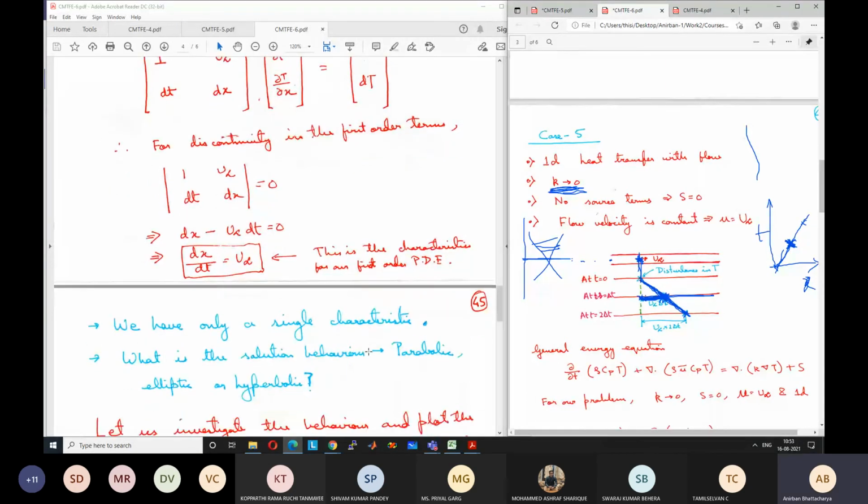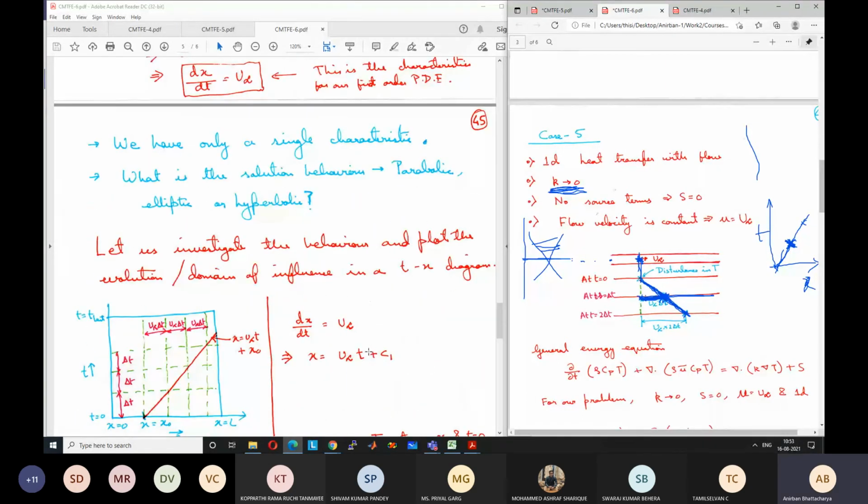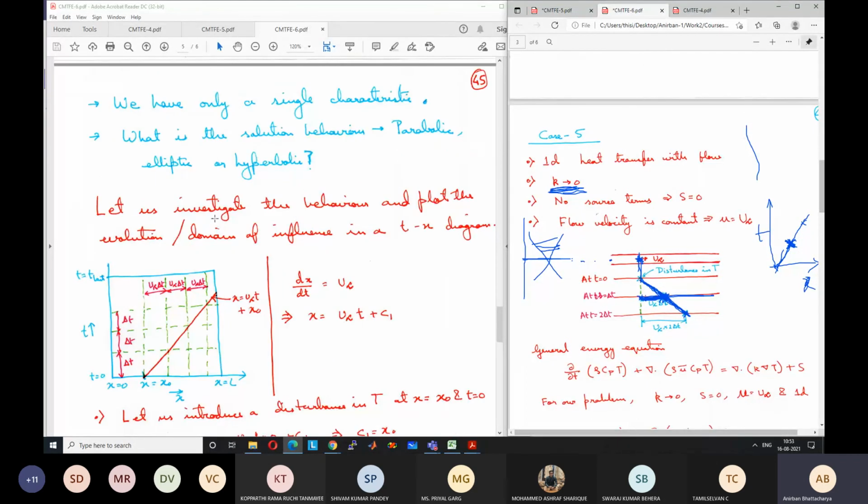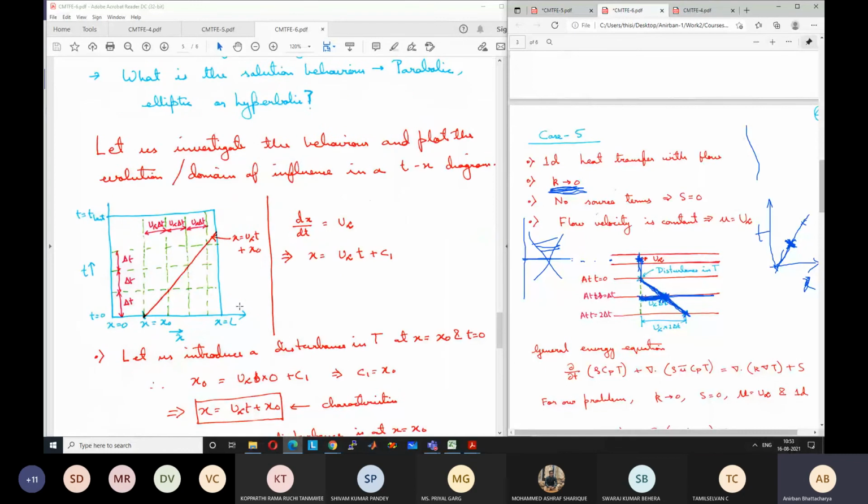These are the things I have just discussed, and they are summarized here again. We have only a single characteristic. What is the solution behavior: parabolic, elliptic, or hyperbolic? Let us investigate the behavior and plot the evolution and domain of influence in a t-x diagram. Same thing, just what I was trying to explain.